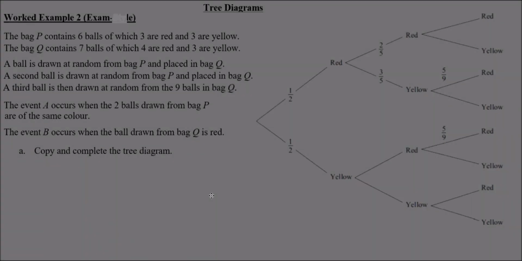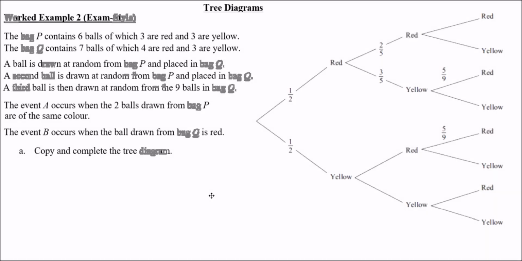So let's have a look at a second worked example. Worked example 2. It's been imaginatively called. So there's two different bags containing different amounts of balls inside. Bag P contains 6 balls, 3 are red and 3 are yellow. The bag Q contains 7 balls, of which 4 are red and 3 are yellow.